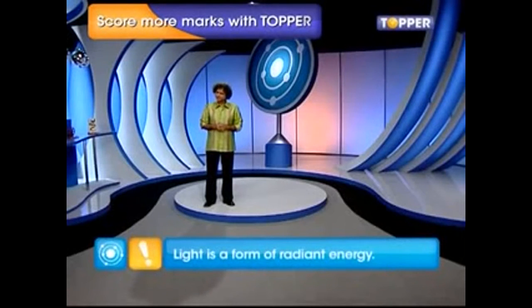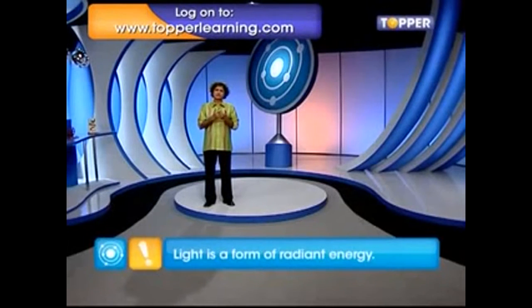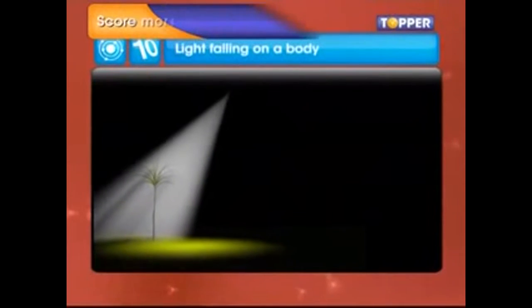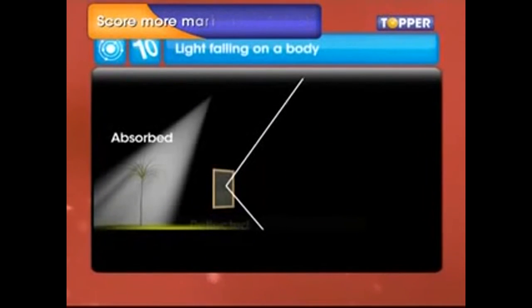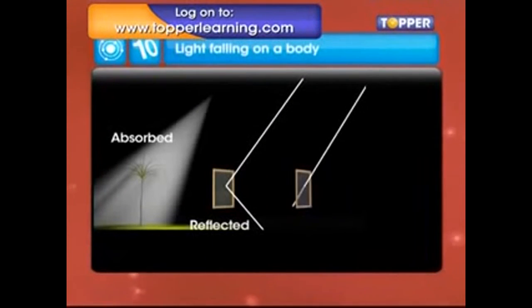Light. It is nothing but a form of radiant energy. When light falls on a body, it may either be absorbed, it may be reflected, or it may be transmitted through.